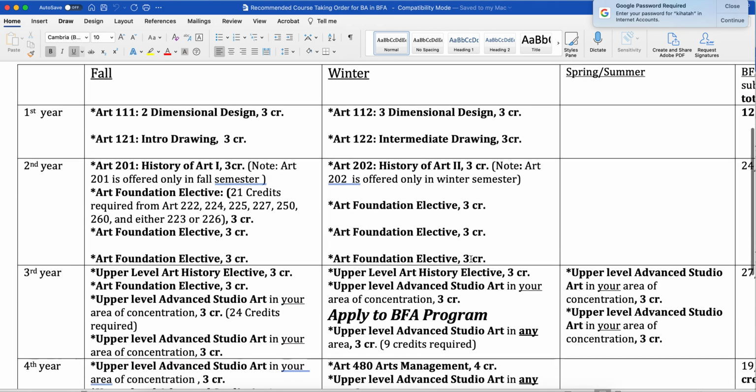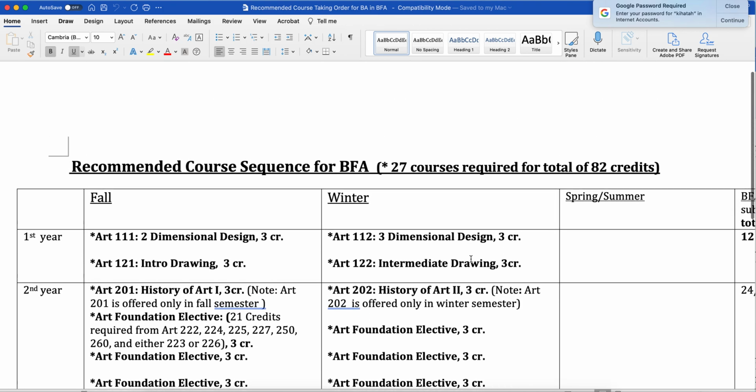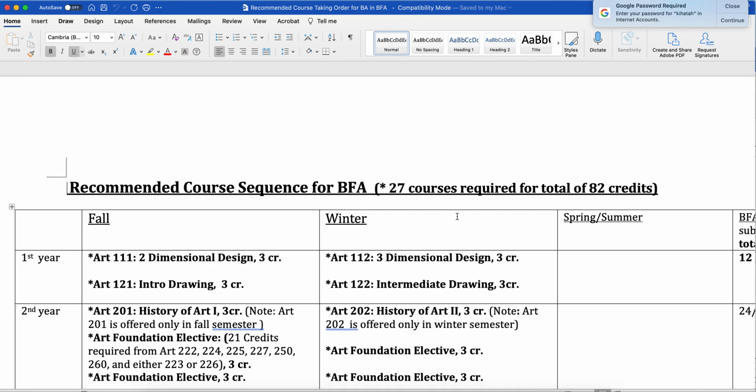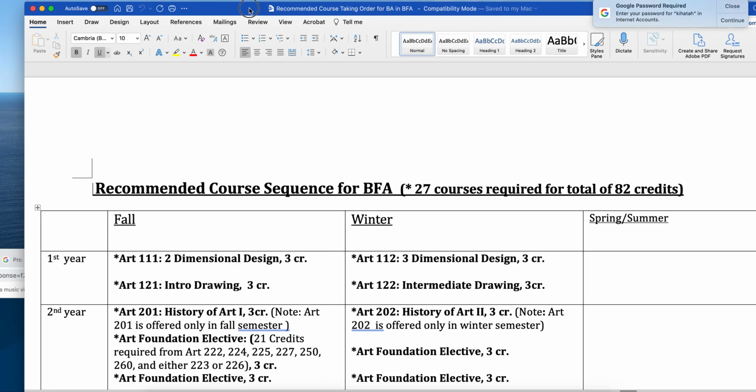Okay, so that is the four degrees: BA in graphic design, Bachelor of Art in art, Bachelor of Art in visual art education, and BFA degree explanation. Okay.